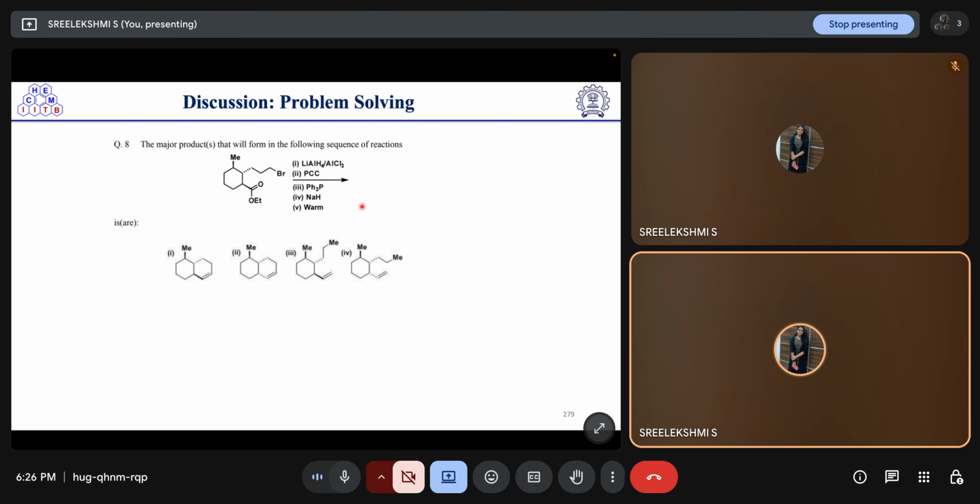Now the last question, the major product that will form in the following sequence of reactions. So this particular compound upon treatment with LAH-AlCl3 in the first step, then with PCC, then with PPh3, then NaH and then warming, which will be the major product?